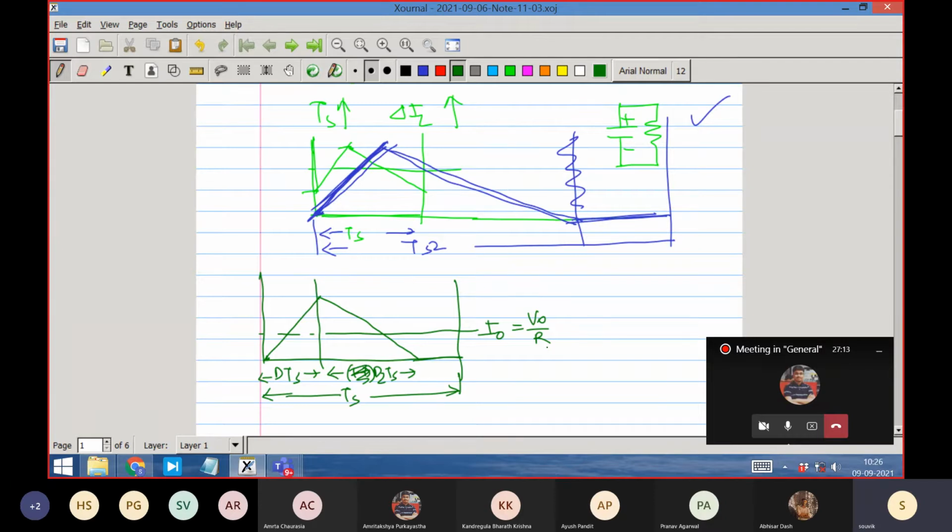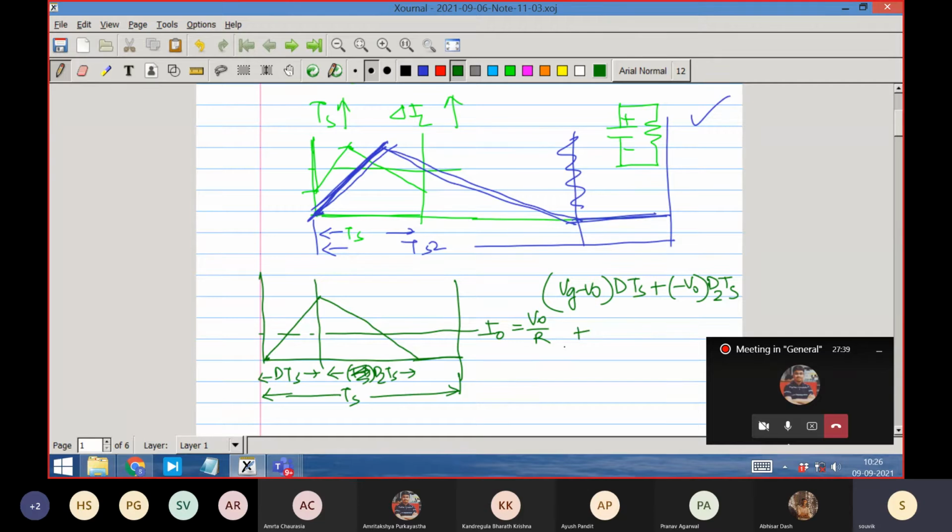So how do I write the volt-second equation? The first state volt-second is the same, that is Vg minus V naught into DTs. The second volt-second is minus V naught, the same, into the new variable D2Ts, that is the inductor voltage. And last, what is the voltage across the inductor?